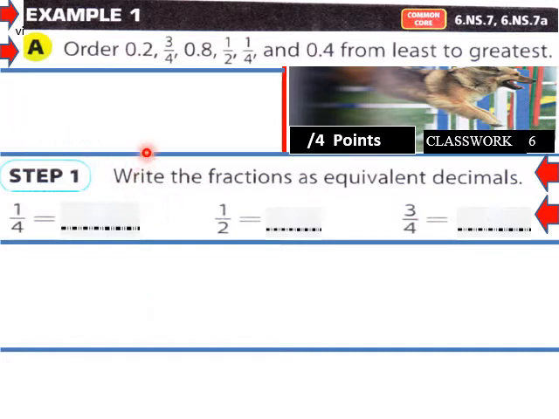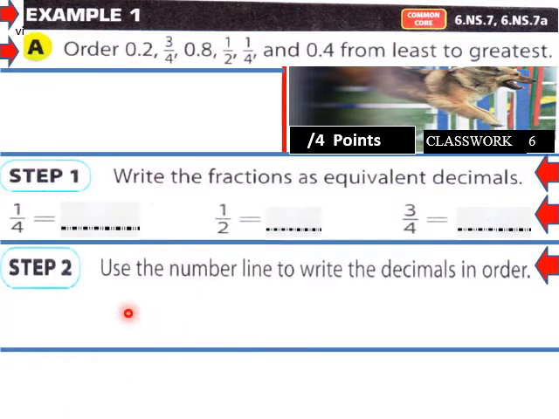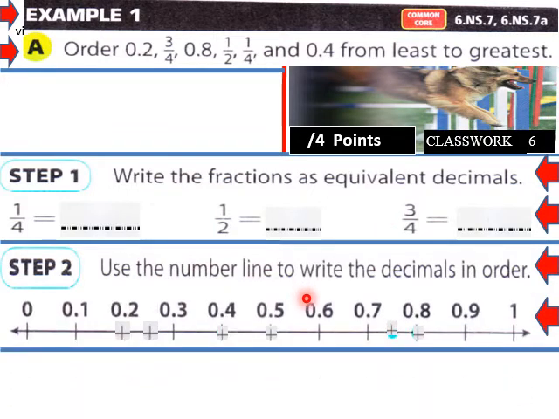We want to order these numbers, and step 1 is to write the fractions as equivalent decimals. Students, 1/4 as a decimal would be what? Write your responses in there. Use the number line to write decimals in order. Here is a number line in decimals. When you convert these into decimals, enter them onto the number line.